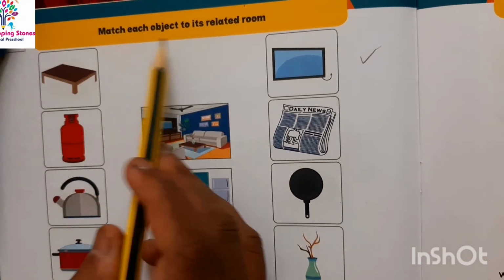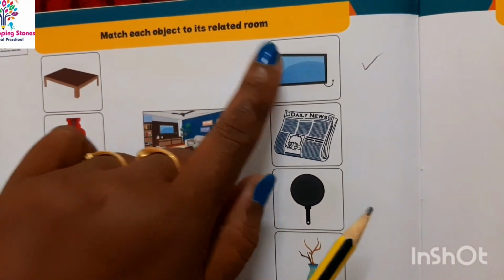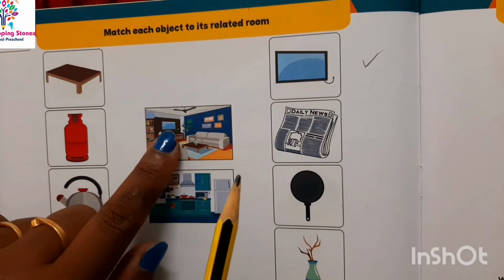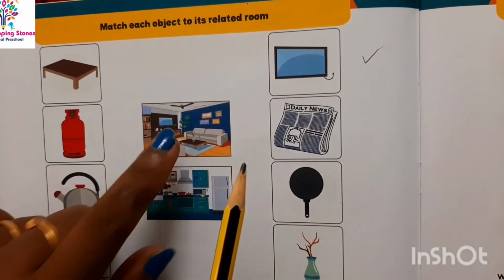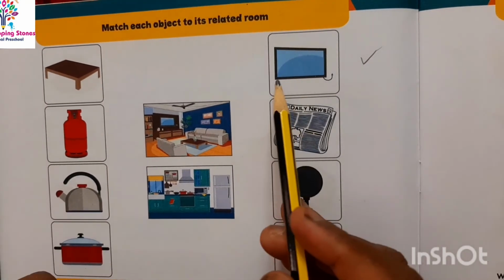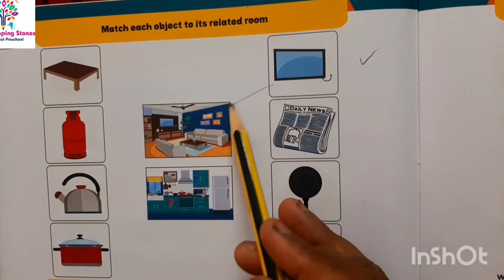Match each object to its related room. This is a living room. What are all the things we see in a living room? Now we will match it. Okay. This is a TV, we see it in a living room.